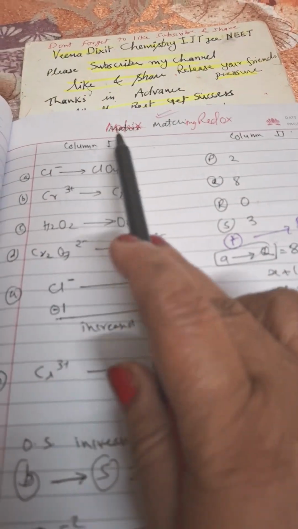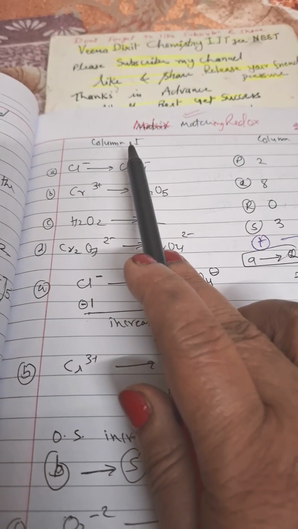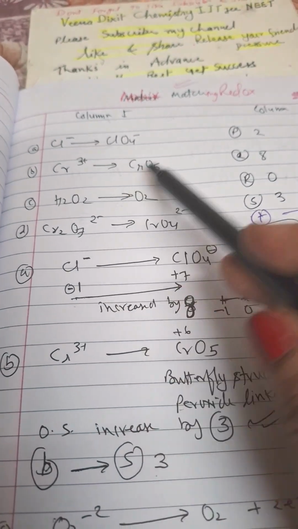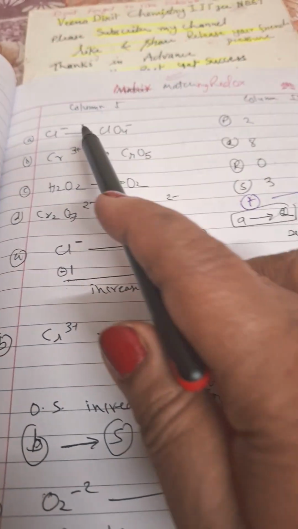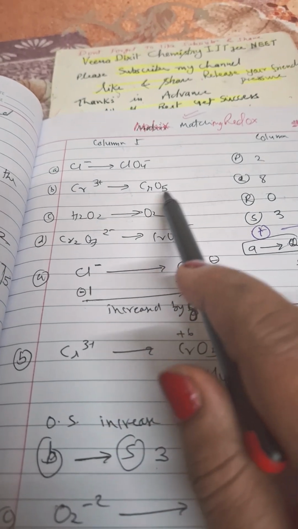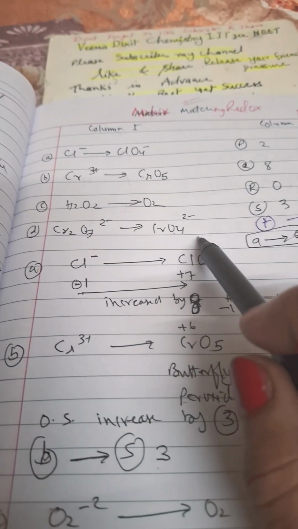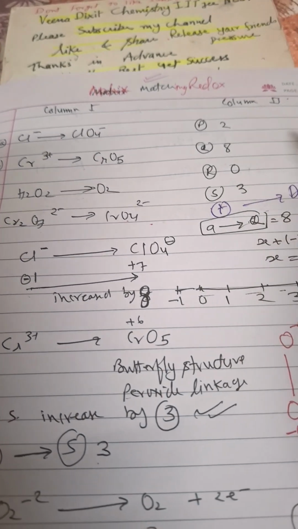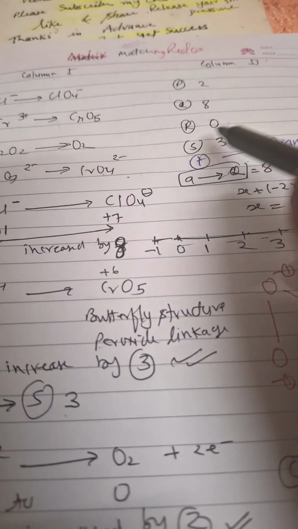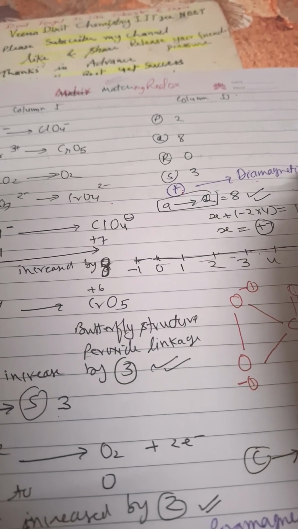Students, here we will do matrix match for redox reactions, column 1 and column 2. Here in the chemical reactions, redox reactions are given: Cl⁻ to ClO₄⁻, Cr³⁺ to CrO₅, H₂O₂ to O₂, Cr₂O₇²⁻ to CrO₄²⁻. Options are given: 2, 8, 0, 3. And here T is diamagnetic, changes to paramagnetic.